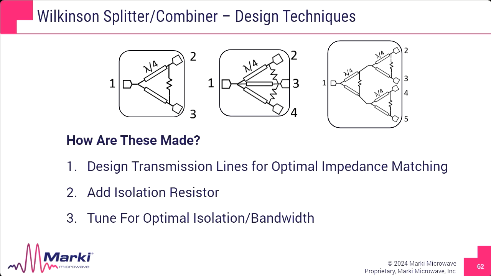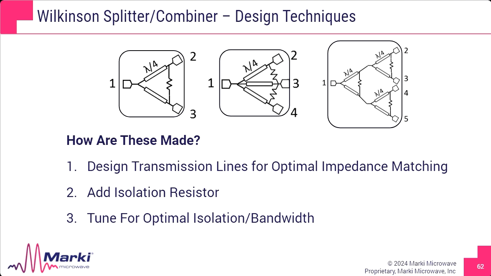So how are these made? Well, the theory behind a Wilkinson power divider is easy enough to follow. At a high level, you split a transmission line for optimal impedance matching. You add in this resistor, both for isolation and to match your output ports, and then you simply tune for bandwidth. So definitely easier said than done, but the fundamental ideas behind how this works are quite straightforward, and it is going to be easy to understand.